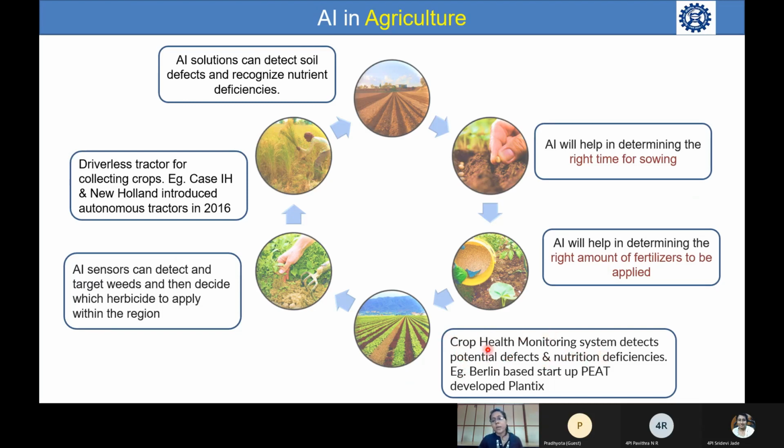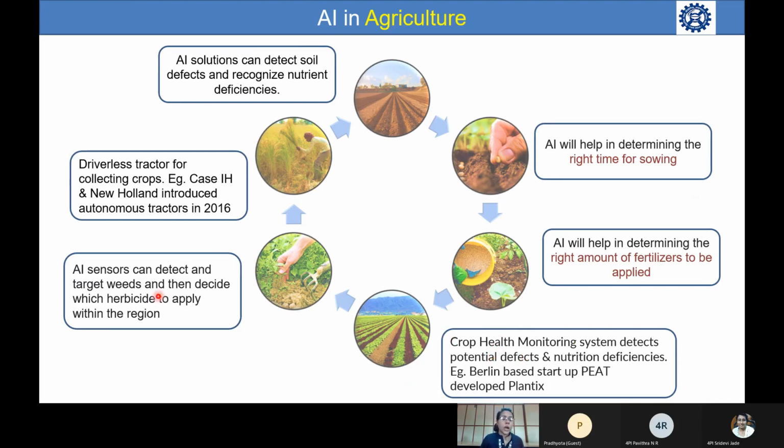Next is the crop health monitoring system. We can build a crop health monitoring system based on AI. We can get images of the crops by cameras, like a drone or something, and then feed those images to the AI algorithm, and the algorithm will tell you whether there is any chance of disease and what kind of disease, so that the farmer can take preventive measures. One example I'm giving is a Berlin-based startup company, Peat. It developed Plantix, which is a crop monitoring system based on AI. It does this kind of activity.